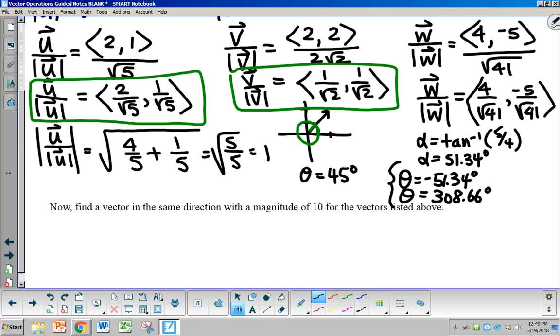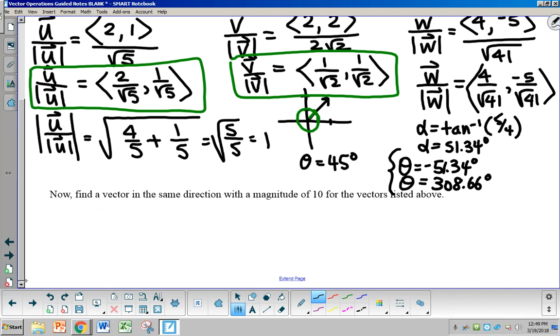So, what is the beauty of having a unit vector? Well, let's say I want to find a vector in the same direction with the magnitude of 10. If I find the unit vector, it's in the same direction already, and it's got a magnitude of 1, so all I have to do is multiply it by 10. Scale it by a factor of 10.